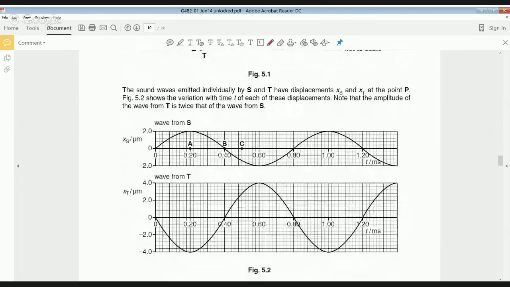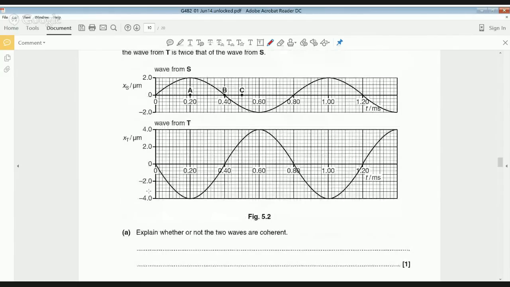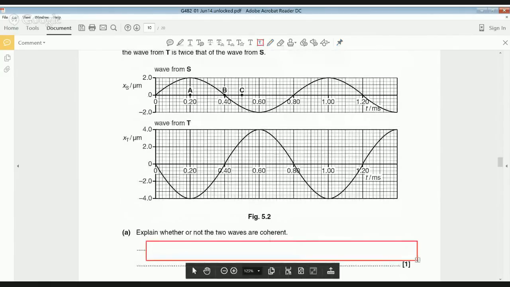The amplitude of the wave from T is twice that of the wave from S. That's generous of us to tell us that. We should be able to see that from the graph. We can see that the wave from S has an amplitude of 2 and the wave from T has an amplitude of 4 micrometers. First part here, explain whether or not the 2 waves are coherent.